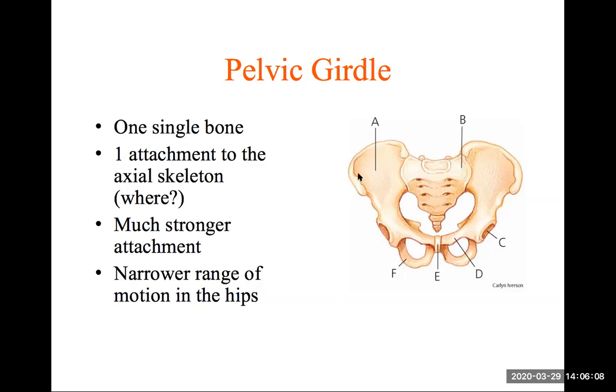And in addition, the connection between the pelvic girdle and the leg, which is going to come off here, there's a very deep, strong attachment between the pelvic girdle and the bone we'll call the femur. And this results in a narrower range of motion in the hips. So the average adult can only move their hips in a narrower circle than what you can do with your shoulder, unless you are very well trained as a gymnast or something and you've stretched those ligaments over a period of years.